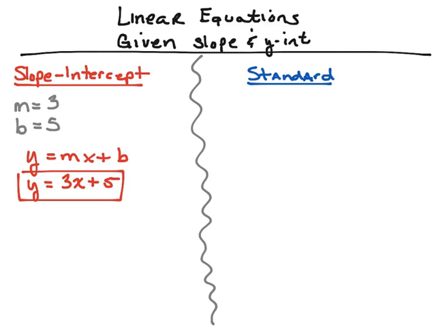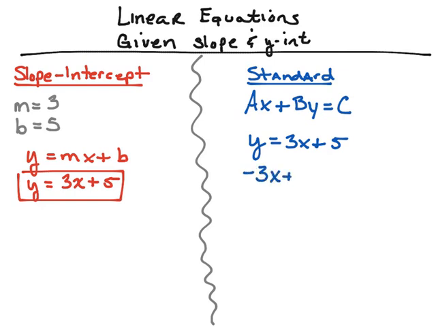So y equals 3x plus 5 is our linear equation that has a slope of 3 and a y-intercept of 5. Now what we're going to do is take that equation and convert it into the standard form. Now standard form was ax plus by equals c. So this is what I want the equation to look like when I get done. So I'm going to take that equation, y equals 3x plus 5, and convert it into our standard form. In order to do that, the first thing I need to do is move my 3x to the left of the equation. I'm going to do that by subtracting. So when I subtract the 3x, I end up with a negative 3x plus y equals 5.